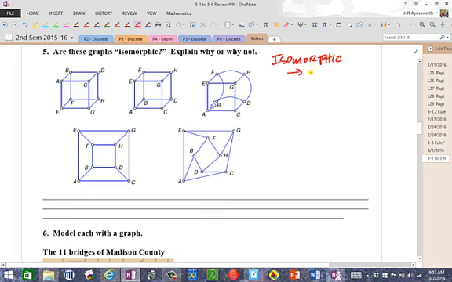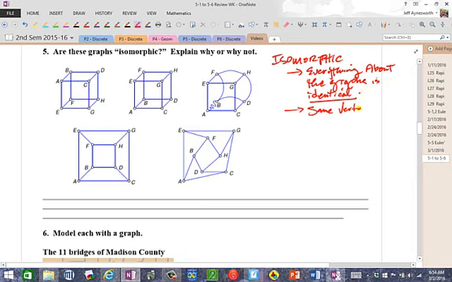Everything about them, about the graphs, is identical. Okay, same edge set, same vertex set. All right, same edge set.